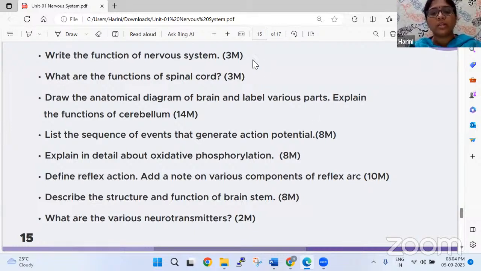I've given that to you already, right? How do you write it? Sensory function, integrative function, and motor function, and give a diagrammatic representation to explain how it acts. Okay.